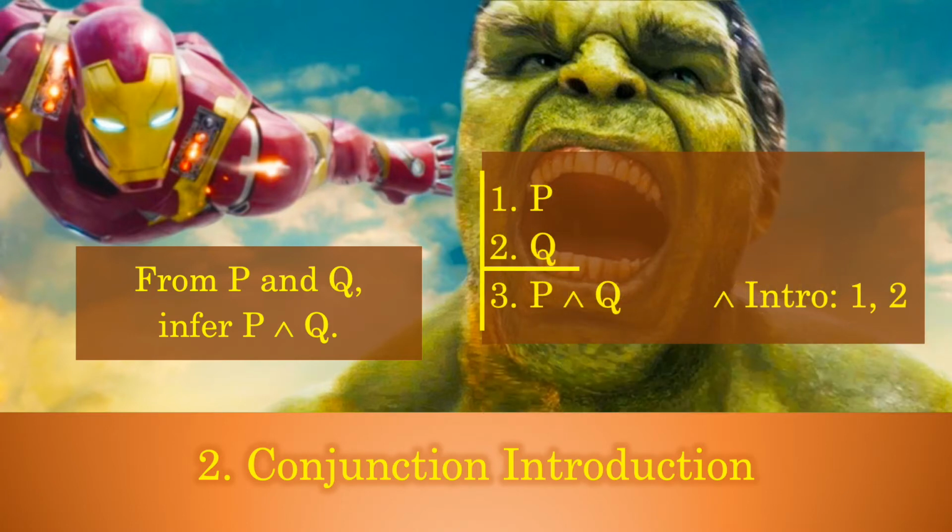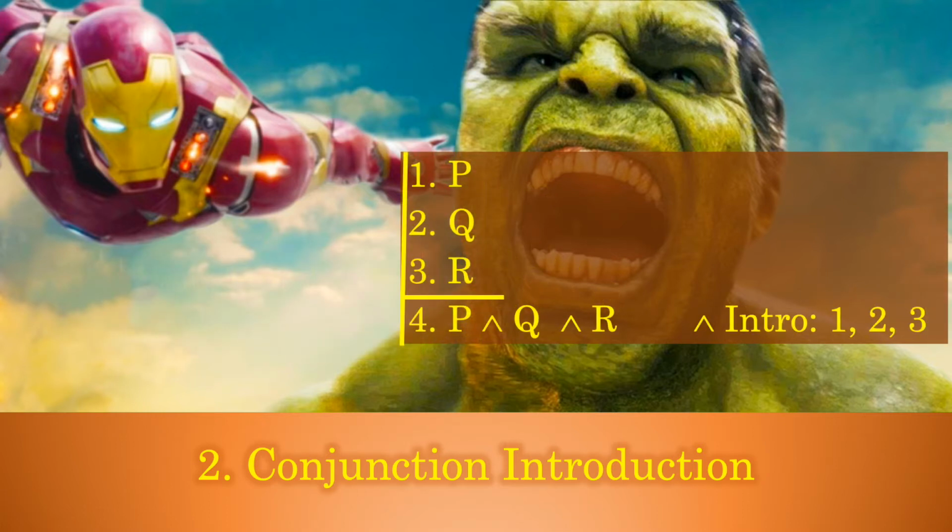Stated more abstractly, suppose that we're given P as a line in our proof, and we're given Q as a line in our proof, then we would write P and Q, then put next to it and introduction, and the lines that motivated that conjunction, the lines that we applied and intro to, which in this case would be 1 and 2. So note that you're always going to need at least 2 lines or 2 numbers that you put next to an and intro in a proof.